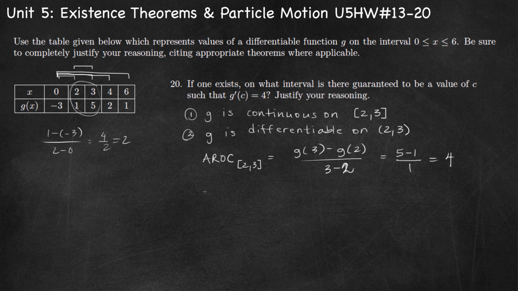So I know, okay, we can say, therefore, the mean value theorem guarantees that for some c on the open interval from 2 to 3, g prime of c will equal 4.